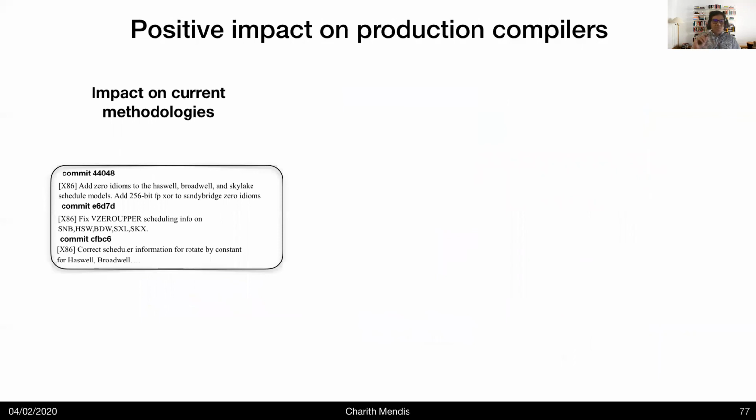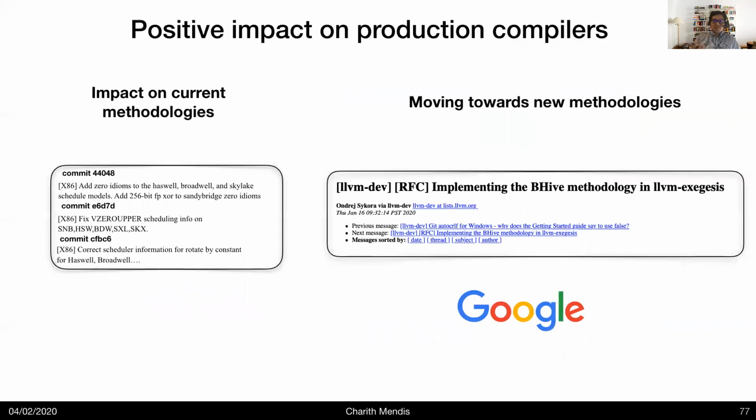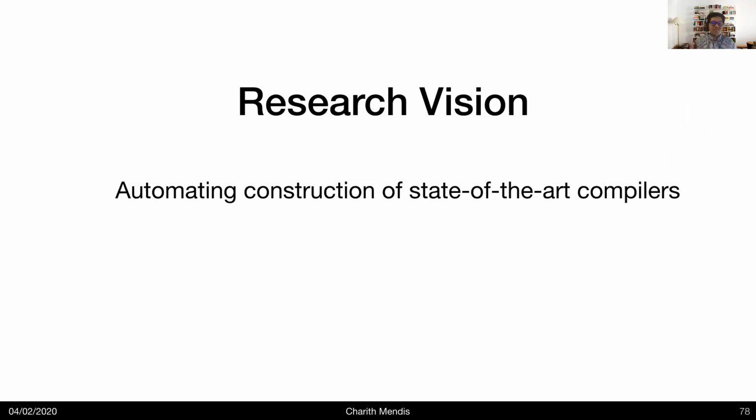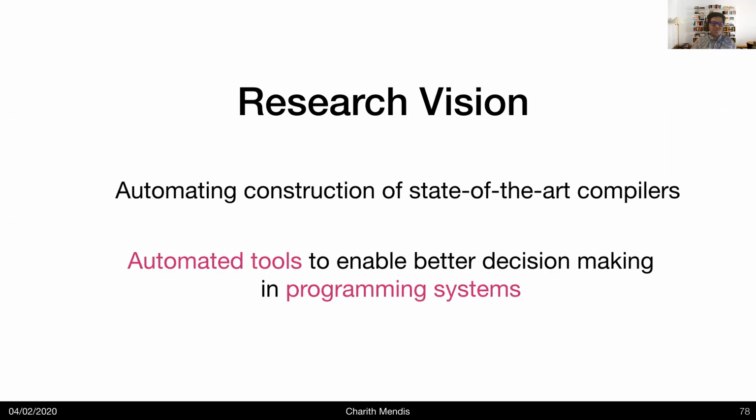So far, our work has impacted a number of bug fixes in the LLVM compiler. And we are also slowly pushing new methodologies into the compiler community in collaboration with the Google x86 team. These technologies will take time to be adopted by the community, but we are slowly moving towards realizing our goal. The work I have done so far provides initial impetus towards achieving my vision of automating construction of compiler optimization, and more generally towards building automated tools to enable better decision making in programming systems.